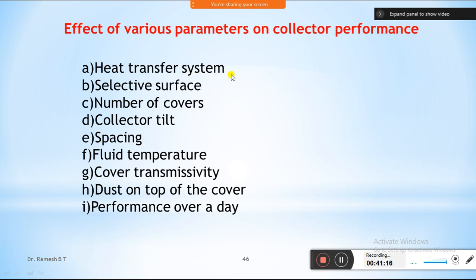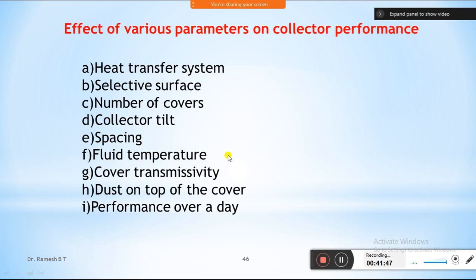First thing is the heat transfer system. Second thing is selective materials, meaning what surface we are going to coat on the absorber plate, the selective surfaces. Number of covers: if you increase the number of covers, it is going to affect the performance. Collector tilt means it is not exactly flat, it has some inclination, 15 degree, 20 degree. Spacing between one tube and the second tube is also important. And fluid temperature means inlet fluid temperature, and ambient temperature, and outlet fluid temperature.